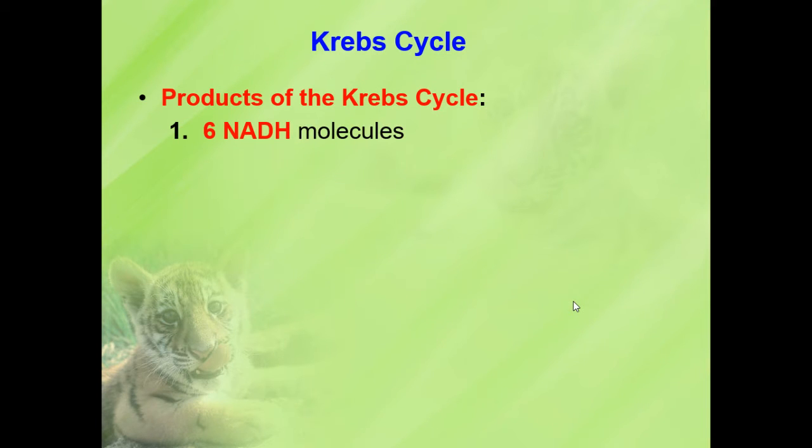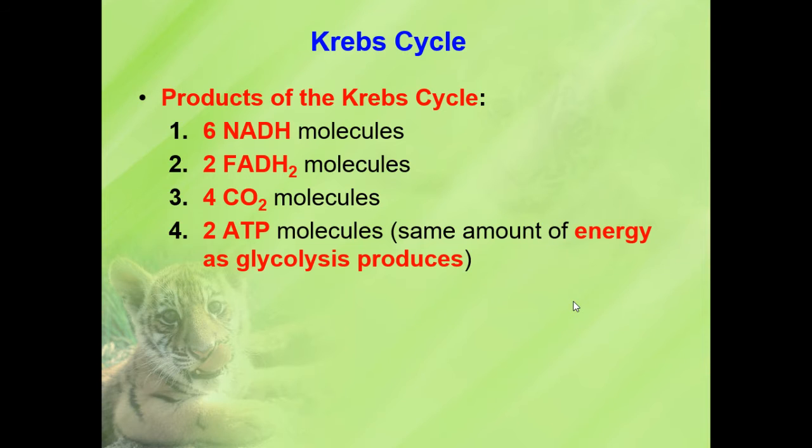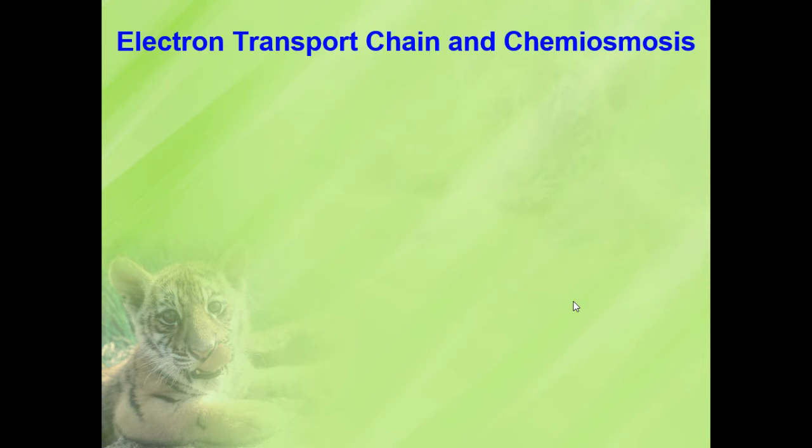So the product of the Krebs cycle, you're going to get 6 NADH molecules, 2 FADH2 molecules, 4 CO2 molecules, 2 ATP molecules, which is the same amount of energy as glycolysis is producing.